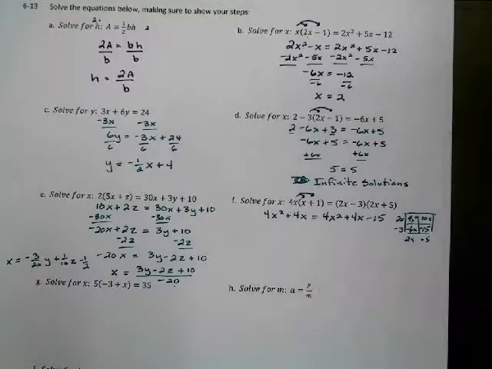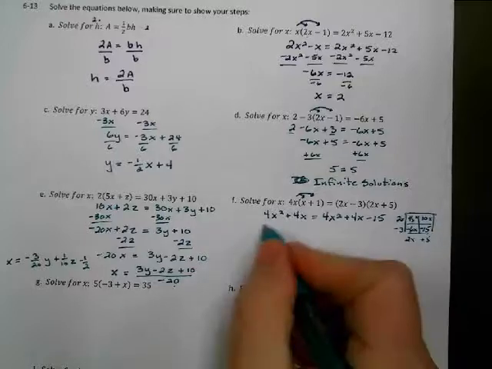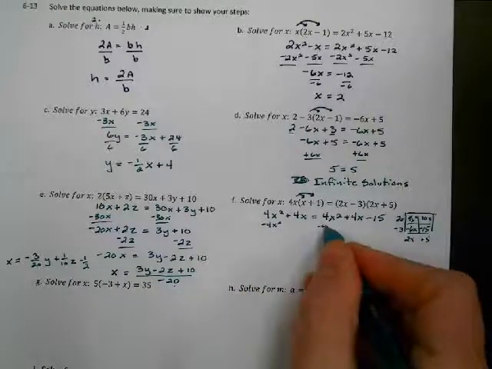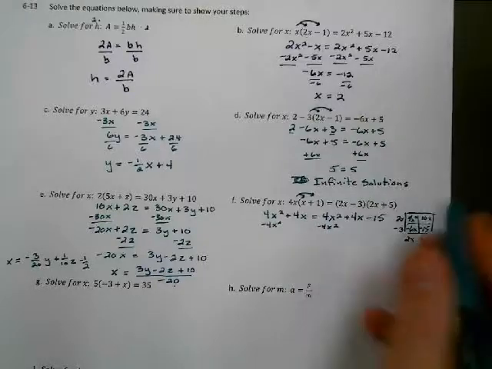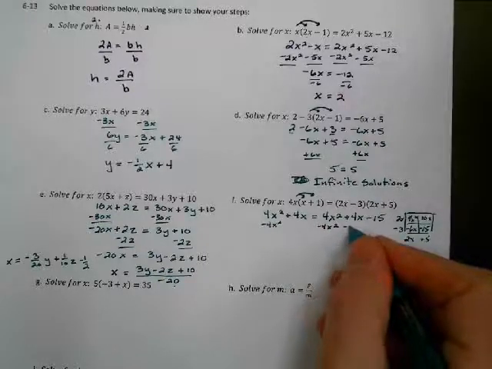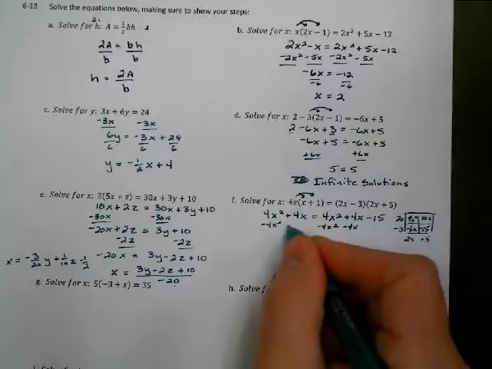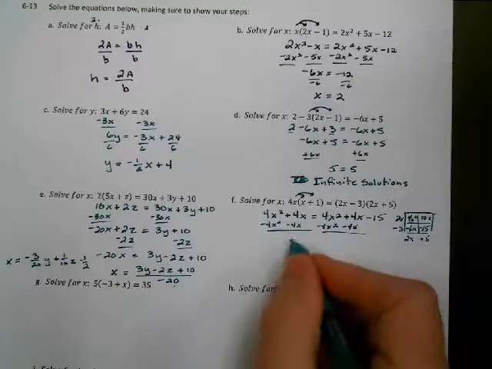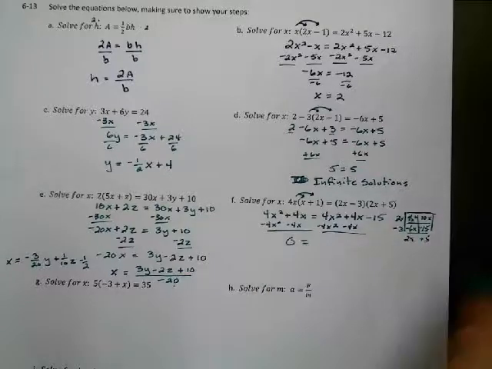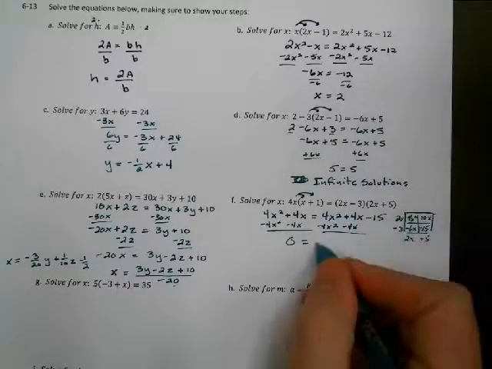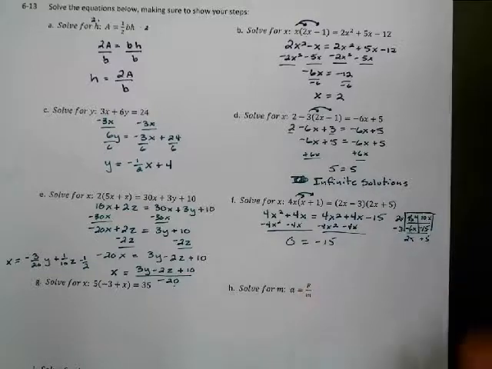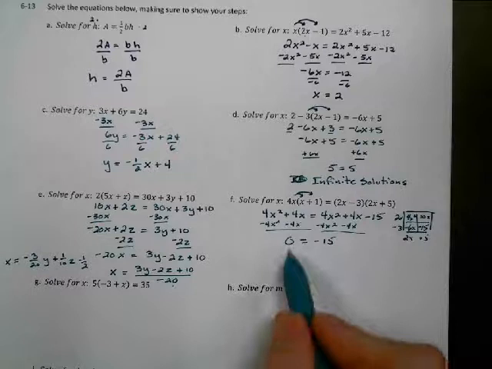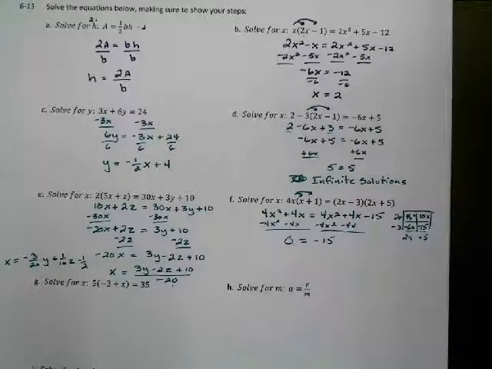Okay, I would probably subtract 4x squared from both sides. And while I'm at it, let's just subtract 4x from both sides. What am I left with? Well, 0 on this side, nothing's left over there. These two are gone, and I've got negative 15. All my x's are gone. So that means there is no solution because this is not a true statement. 0 never equals negative 15, so this would be no solution.